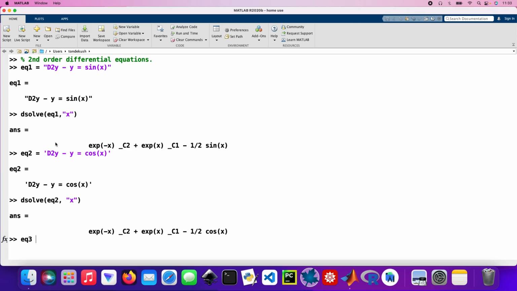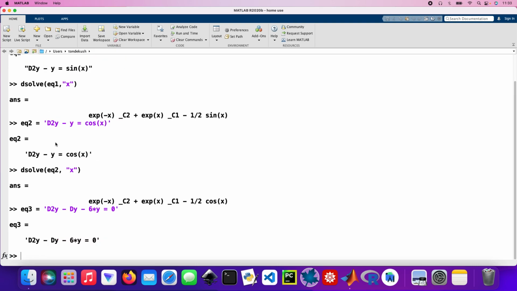Then cracking on to the next one, equation 3. Single quotes, D2y minus Dy minus 6 times y equals 0. Then dsolve equation 3, and x is our independent variable.